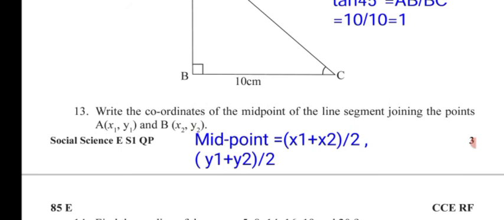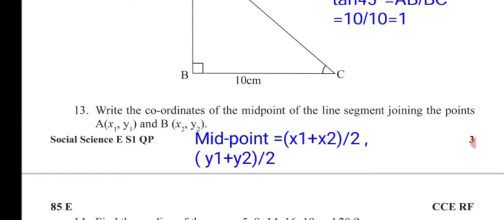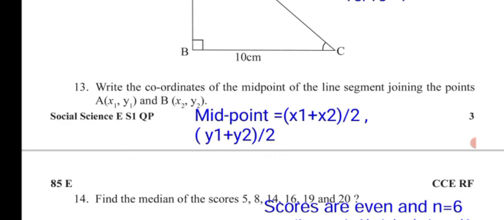Next, 13th question. Write the coordinates of the midpoint of the line segment joining the points A (x1, y1) and B (x2, y2). So midpoint will be (x1 plus x2) divided by 2, (y1 plus y2) divided by 2.